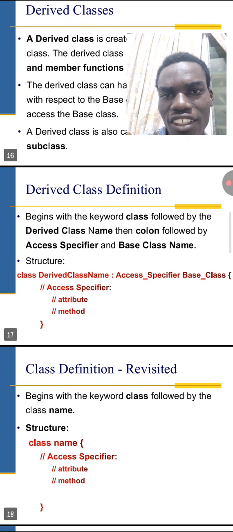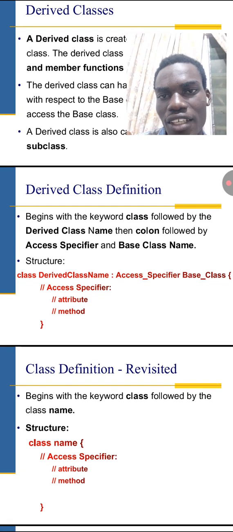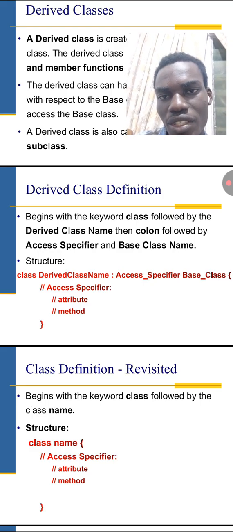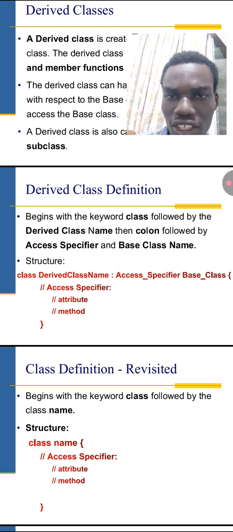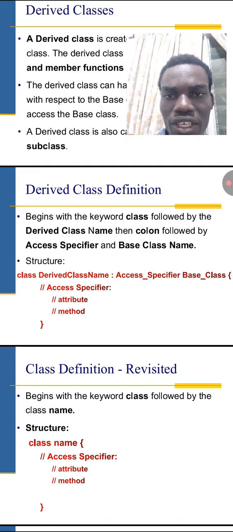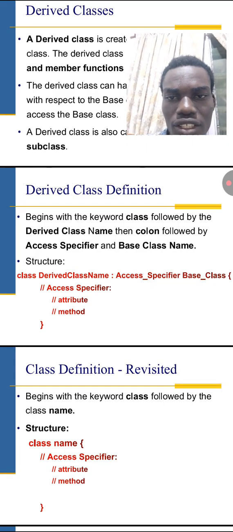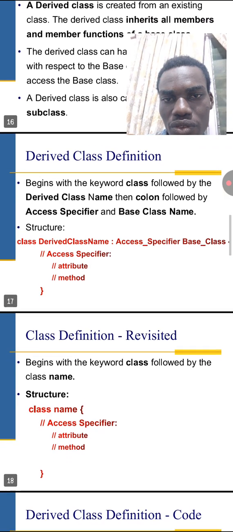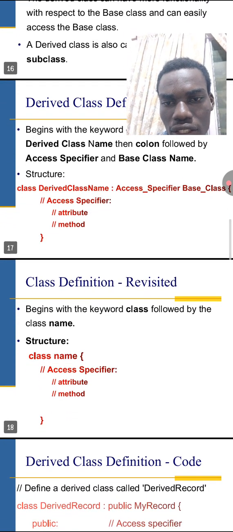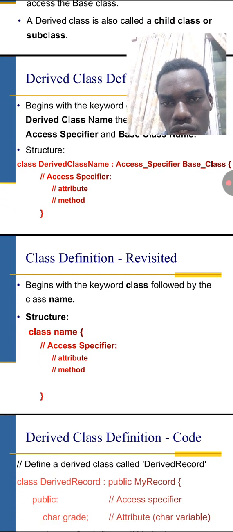Now let's look at the derived class definition. It begins with the keyword class, followed by the derived class name and a colon, then followed by the access specifier and the base class name. So this is the structure which you need to take note of.